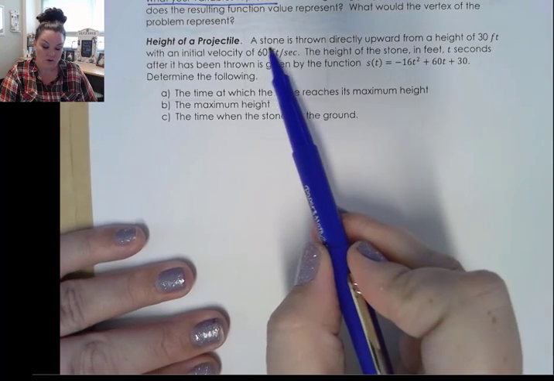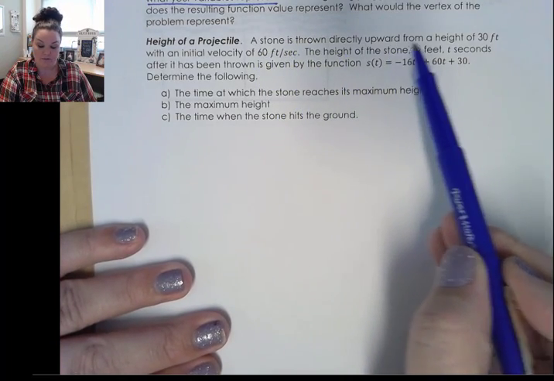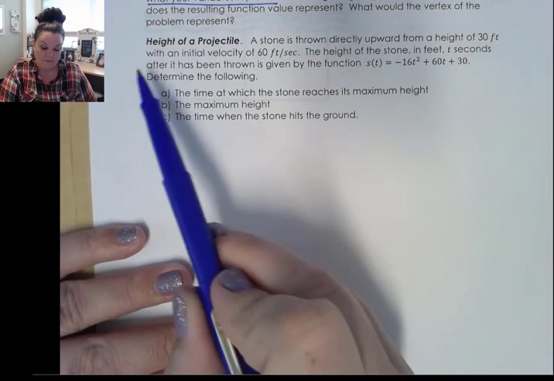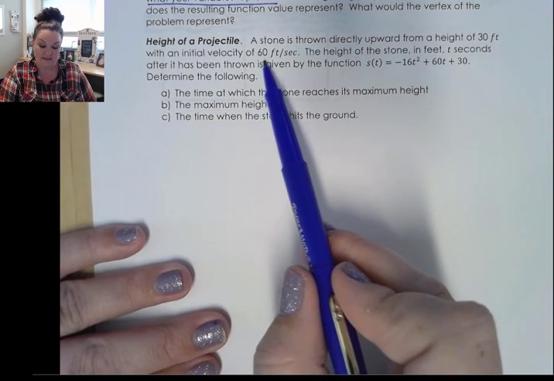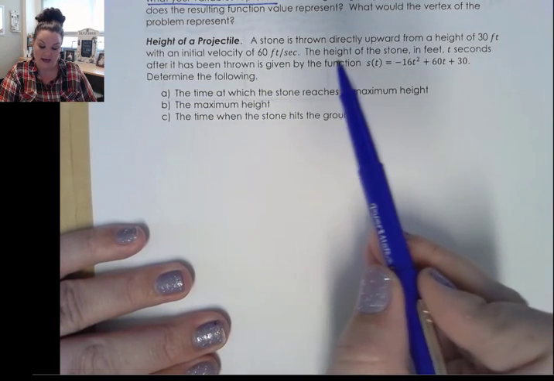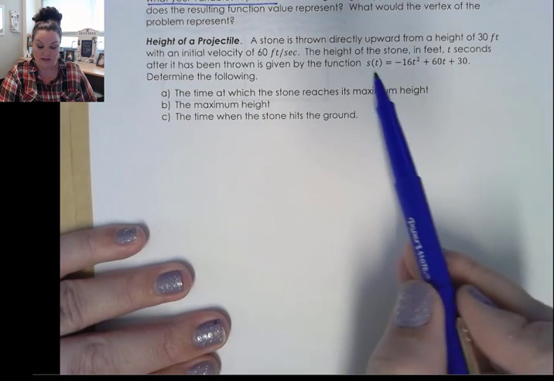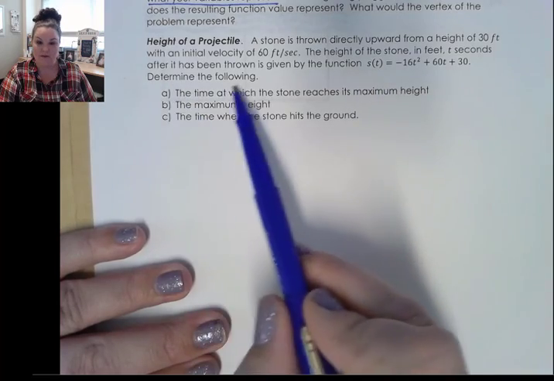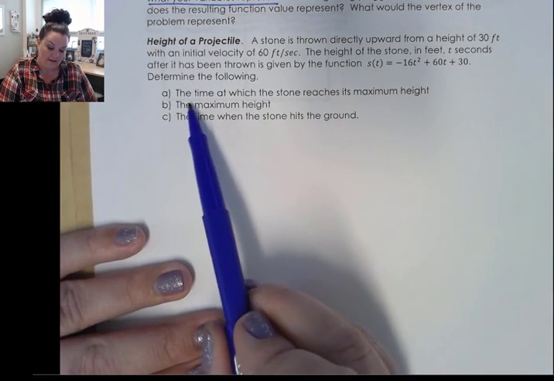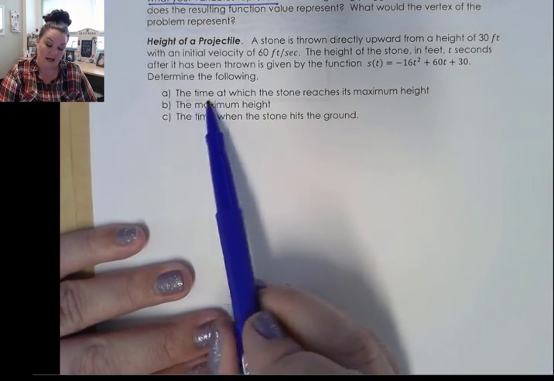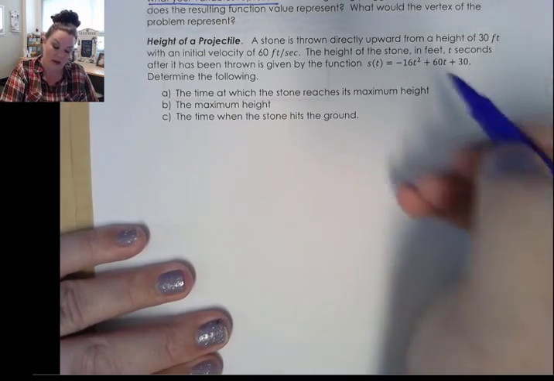It says a stone is thrown directly upward from a height of 30 feet with an initial velocity of 60 feet per second. The height of the stone in feet t seconds after it has been thrown is given by this function. Determine the following, okay? The time at which the stone reaches its maximum height.